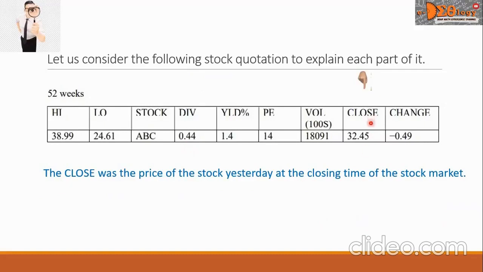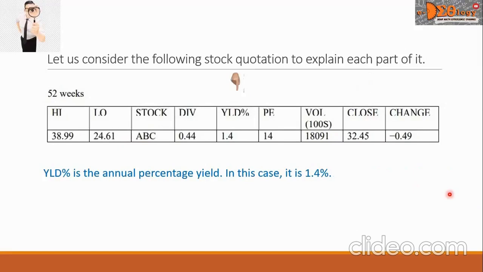The close was the price of the stock yesterday at the closing time of the stock market. Stock yield, denoted by YLD %, is the annual percentage yield. In this case, it is 1.4%.